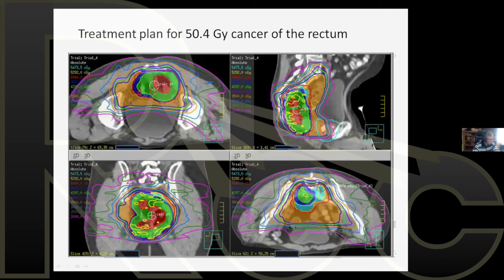Here's a typical treatment plan for cancer of the rectum. The patient is prone. The patient has a support under her back, which helps to push the small bowel out of the way. You can see the contrast here in the small bowel. It's pushed well out of the way.